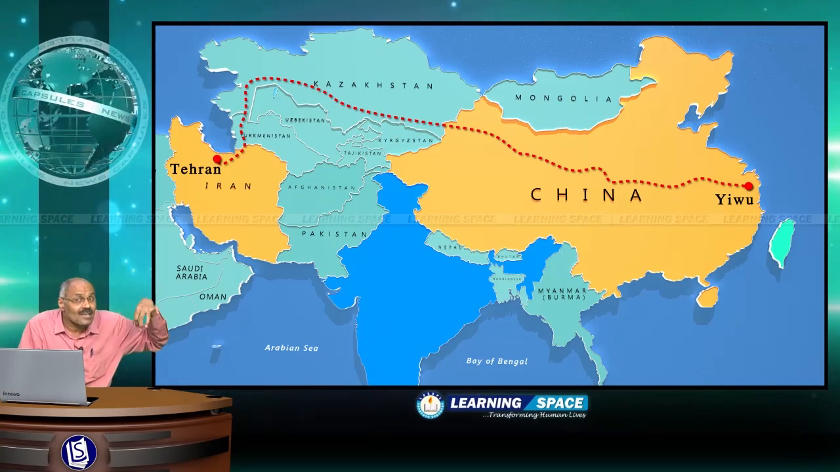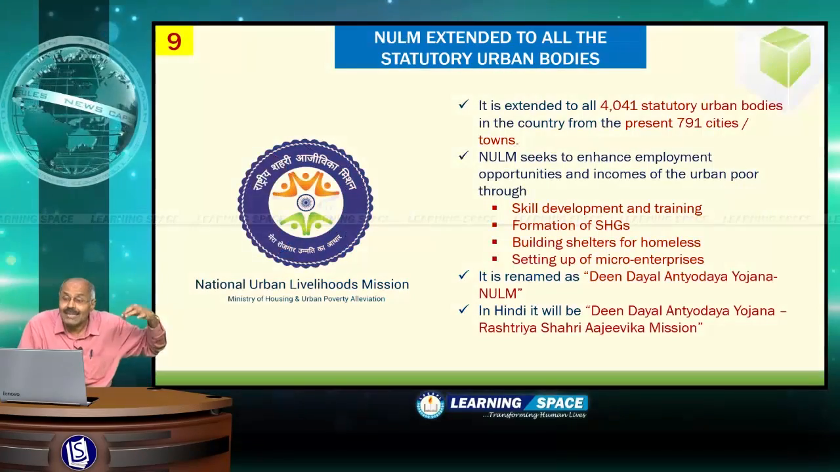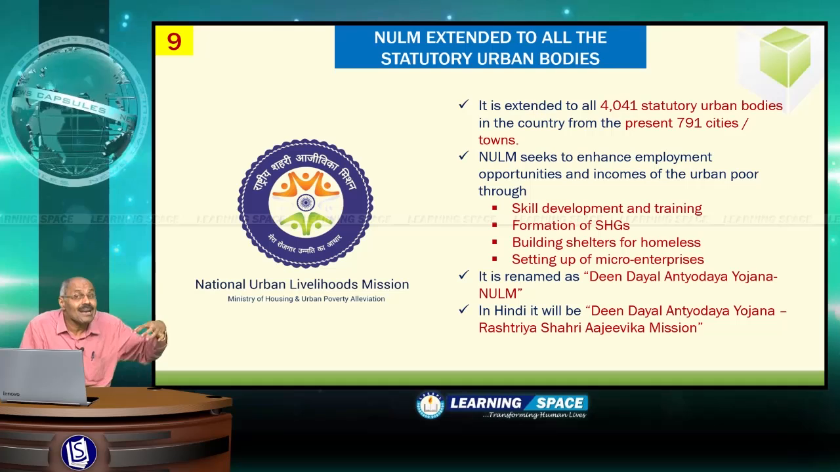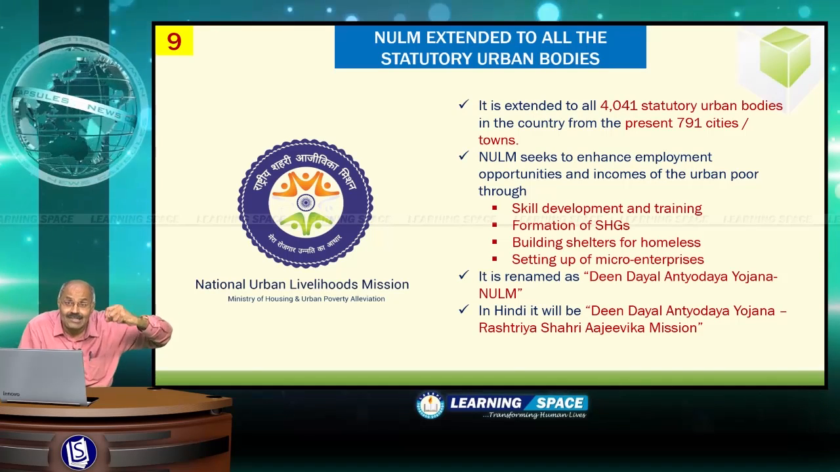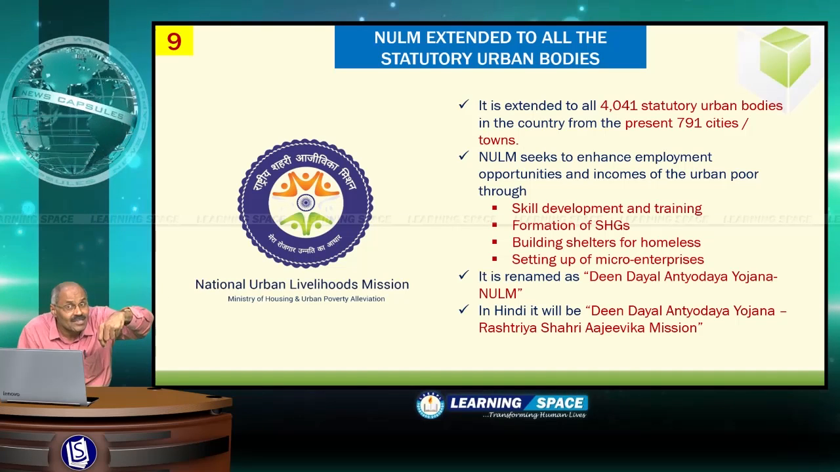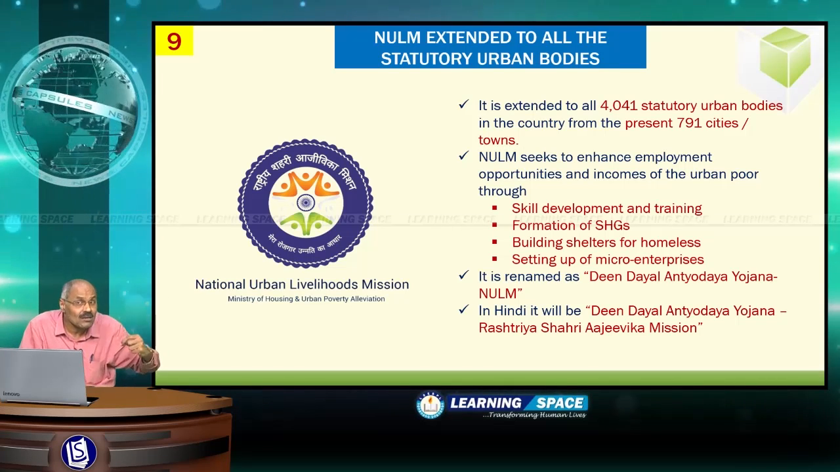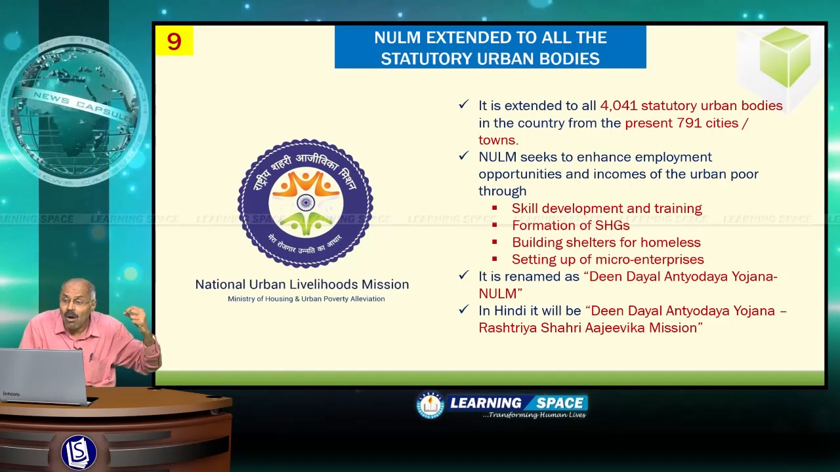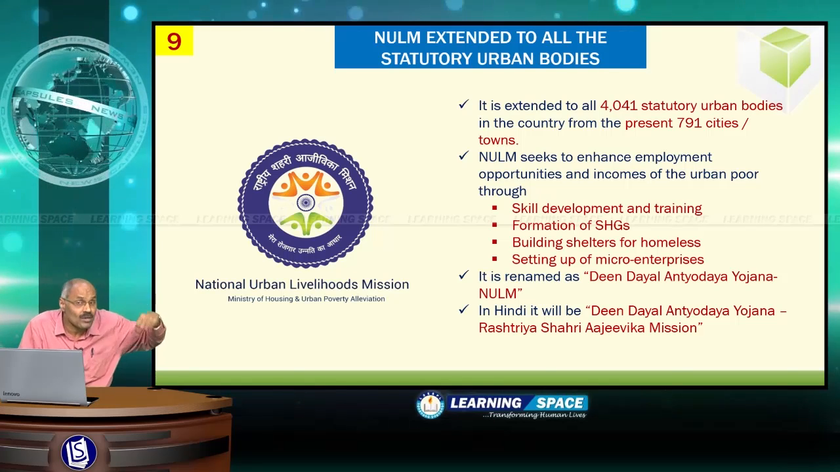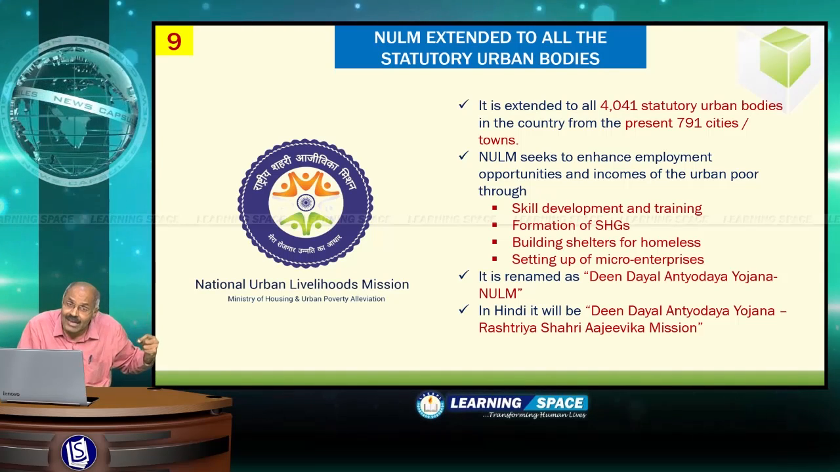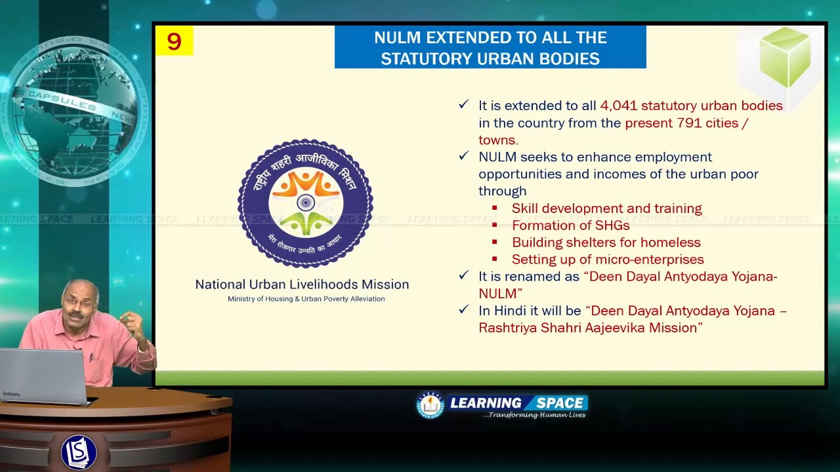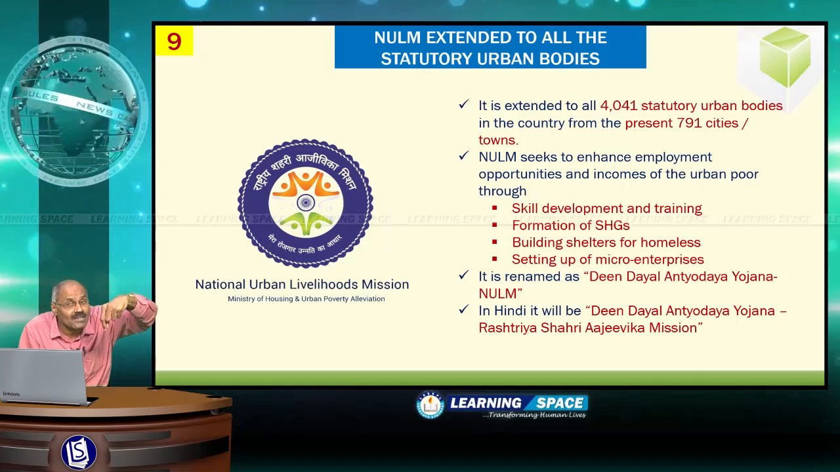Then if you look at further happenings, next one is NULM. What is meant by NULM? That is the National Urban Livelihood Mission, and this is renamed as Deen Dayal Antyodaya Yojana. Please don't forget. And now during the year it was extended to all the statutory urban bodies in the country. There are 4041 statutory urban bodies in the country. So this National Urban Livelihood Mission is extended to all the statutory urban bodies.